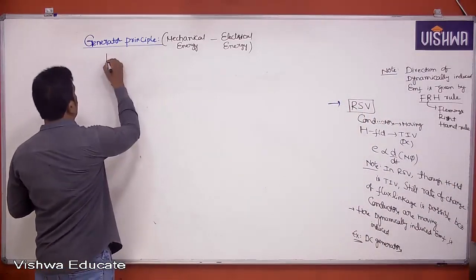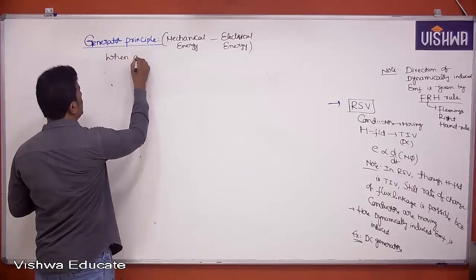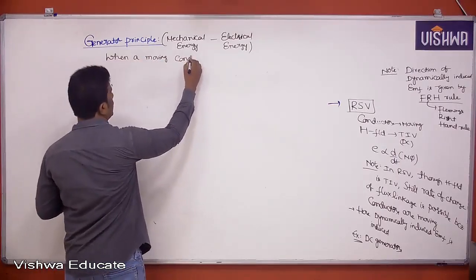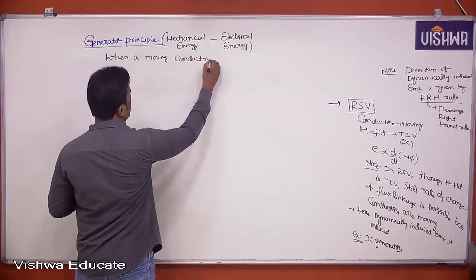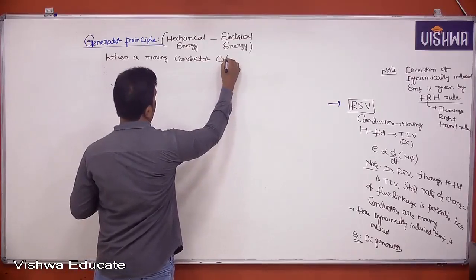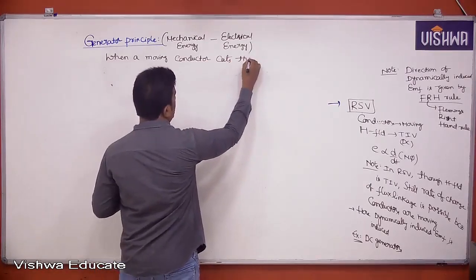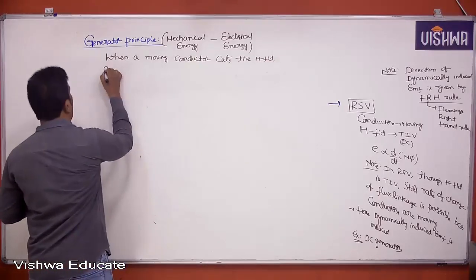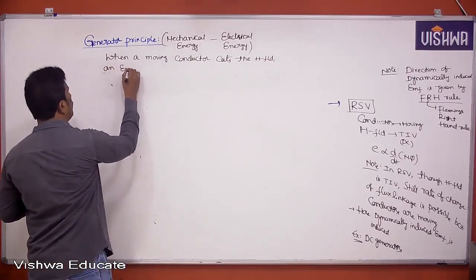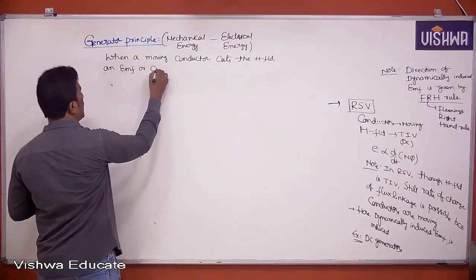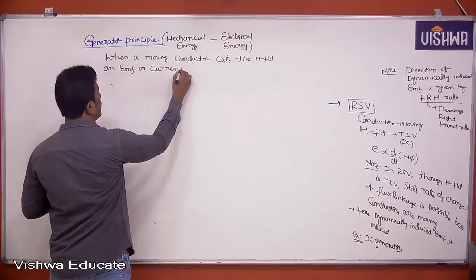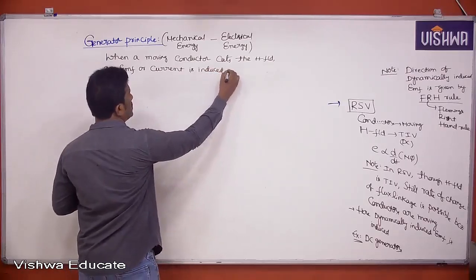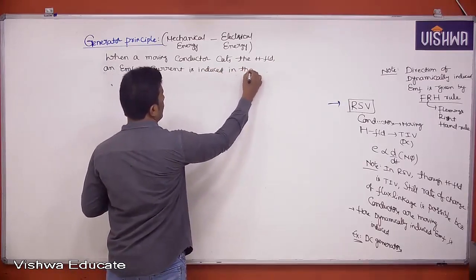When a moving conductor cuts the magnetic field, an EMF or current is induced in that conductor.